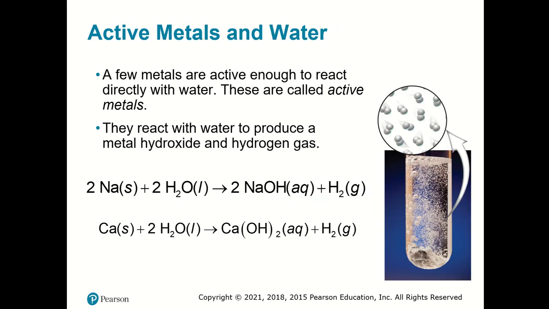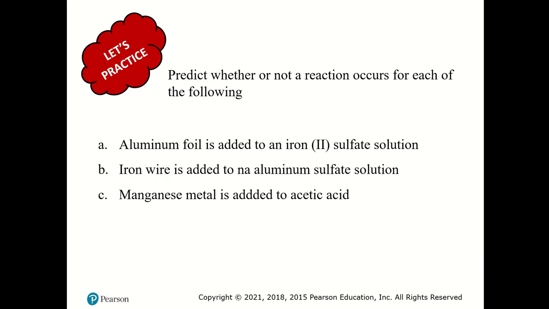A few metals are active enough to react directly with water. These are called active metals. They react with water to produce a metal hydroxide and hydrogen gas. So we have sodium hydroxide over here, see, the sodium replaces the hydrogen, and the calcium replaces the hydrogen as well. So hydrogen is by itself on the other side. That is a single displacement. You can predict whether or not a reaction occurs just by looking at the activity of the metals.